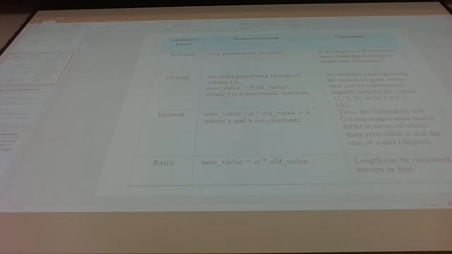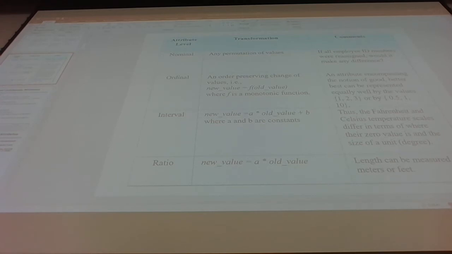So nominal transformation, then ordinal transformation. An ordinal transformation has to be done using a monotonic function, which means it is either continuously decreasing or continuously increasing. Why? Because it has to keep the order. You cannot change the order. Then for interval operations, you can do ax plus b, any linear operation. And for ratio, you cannot do x plus b, but you can multiply with a constant. Those transformations are valid.